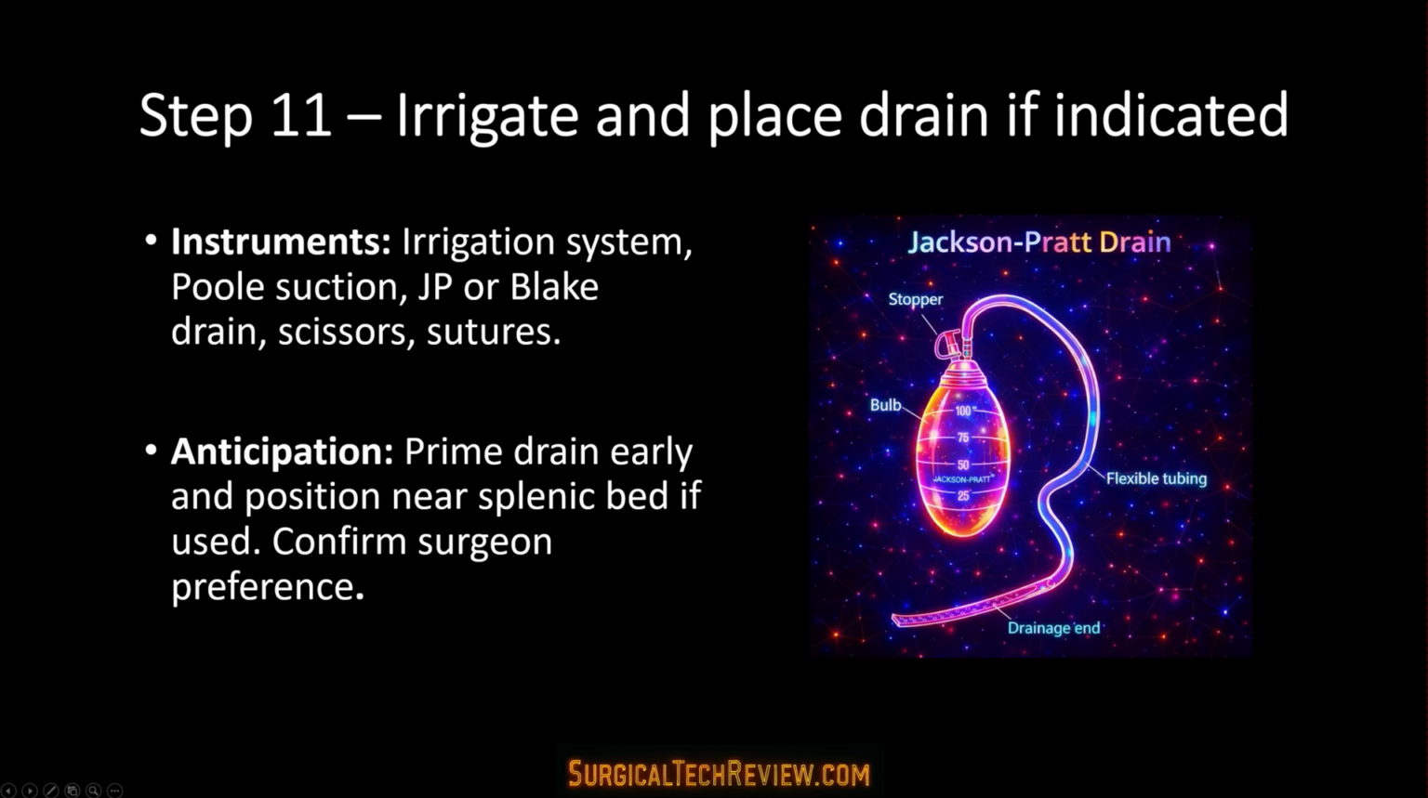Step 11. Irrigate and place drain if indicated. The surgical site is irrigated and a drain is placed if indicated. Closure proceeds in layers, and counts should be confirmed early to ensure patient safety. Instruments include irrigation system, pull suction, JP or Blake drain, scissors, and sutures. Anticipation includes prime drain early and position near splenic bed if used. Confirm surgeon's preference.